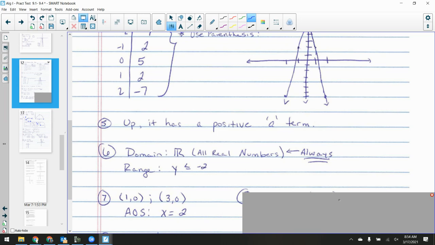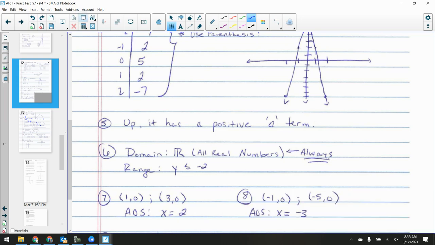Who had 8? Good. We got negative 1 and negative 5 and x equals negative 3. Let's turn that around. Good. Negative 1 and negative 5 and then x equals negative 3. I would agree with that. Very good. Questions about that one?